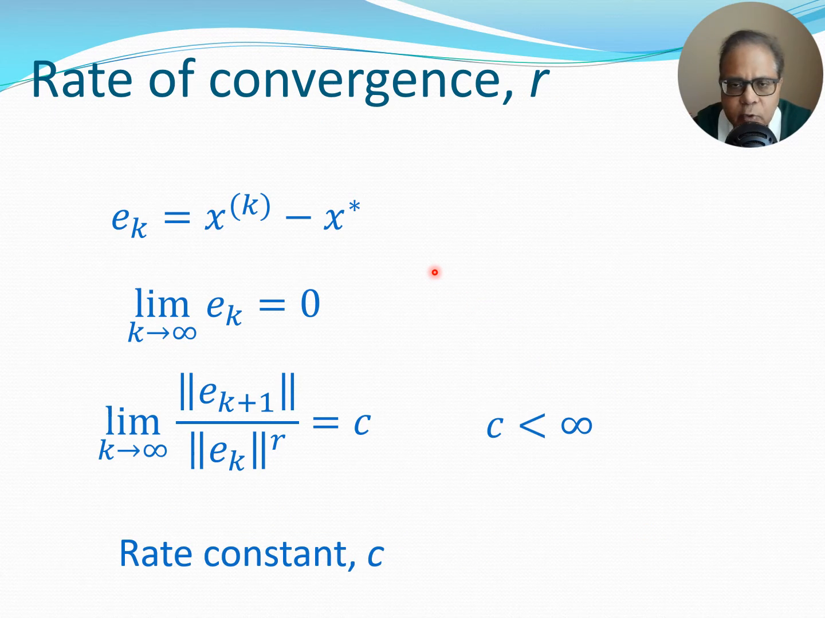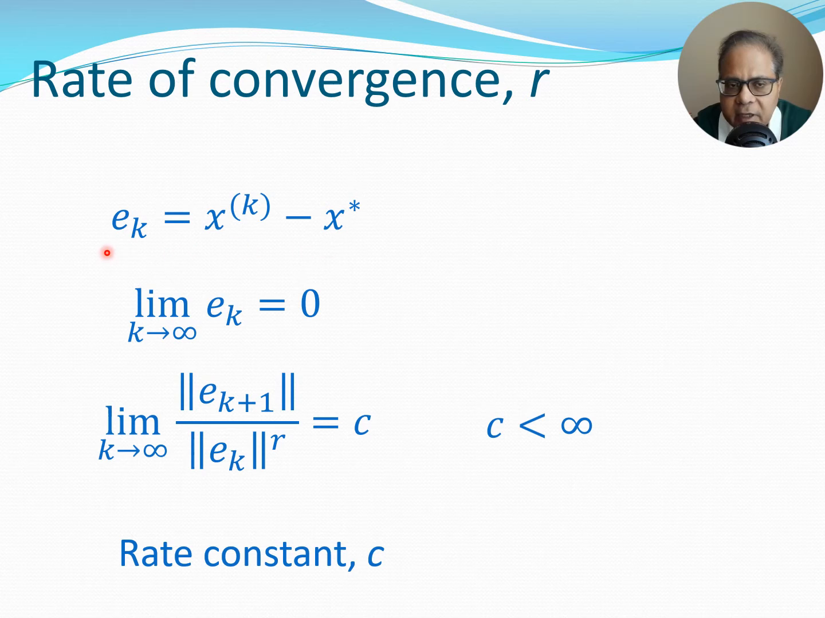Now let us look at the concept of rate of convergence. Whenever we have an algorithm, there is a sequence, something like x0, x1, x2, all the way to the point where the algorithm hopefully converges. Here x superscript k is the kth point, and x star is the actual solution. In this case, for the optimization problem, it's the optimal point.